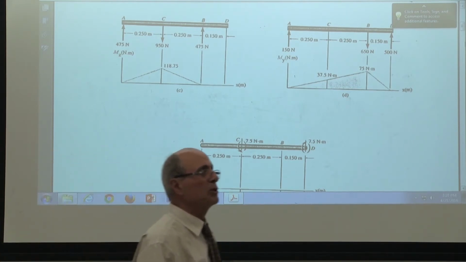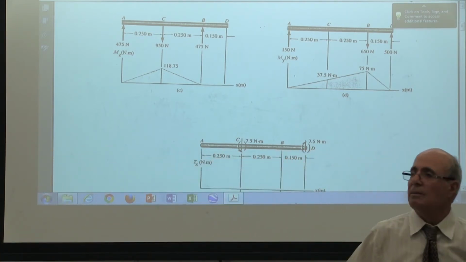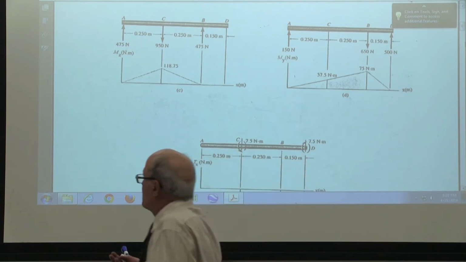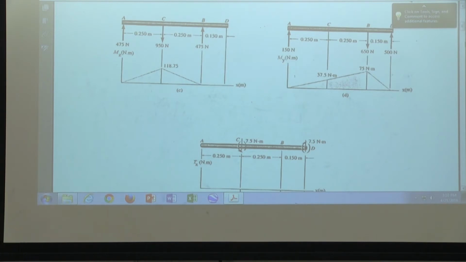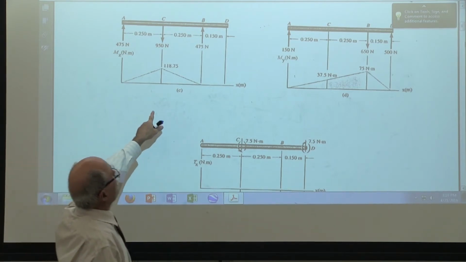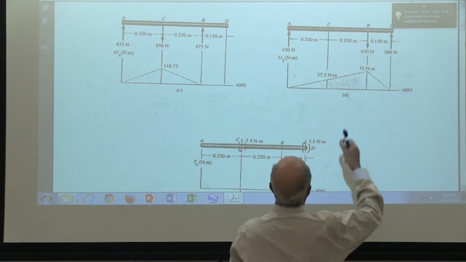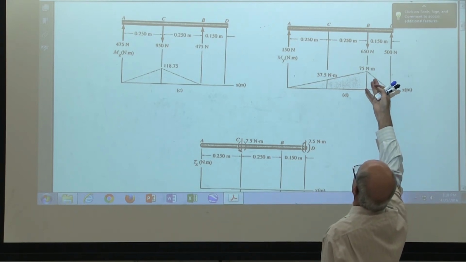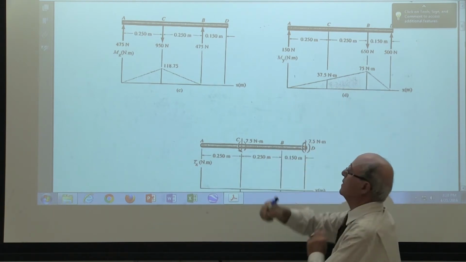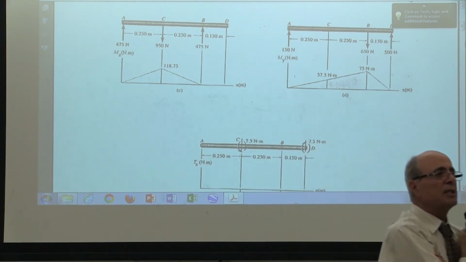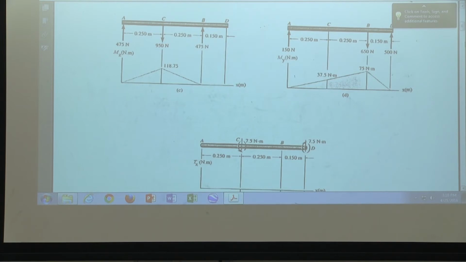Now we have a problem. That's the only problem we want to address. So what do I do now? Where is the point of most critical stress? Is it point C? Of course, this is such a simple problem because this is 75. The other one is 118. 118 is much larger than 75. So as you see, point C for this problem is maximum stress. Is that correct or not?